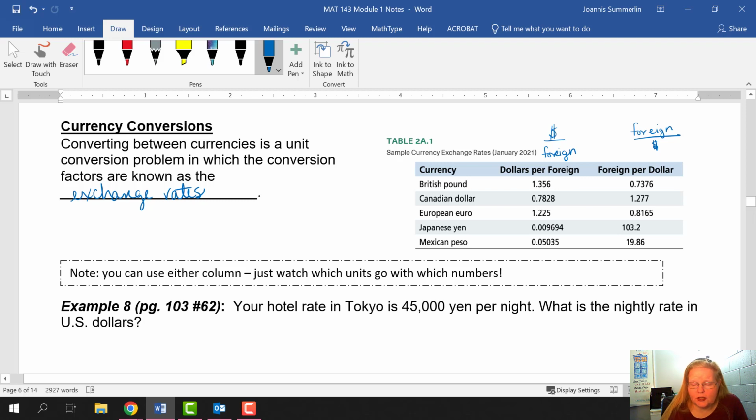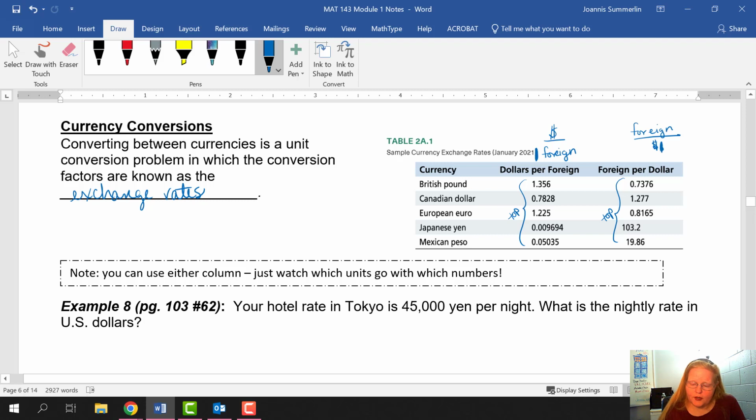So they're assuming that whatever's on the bottom is always going to be a 1. So it's 1 foreign, whatever it is, or $1, whatever it is. They're always going to have a 1 underneath. And these numbers are the numbers that go on top. These are always your top numbers on both sides. It's always a 1 on the bottom. So that you understand. That's how you know.